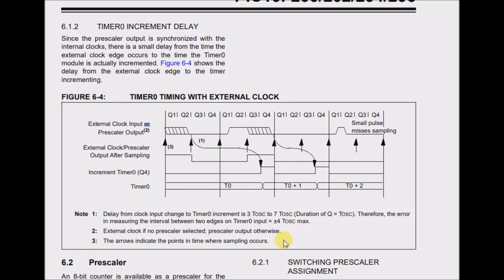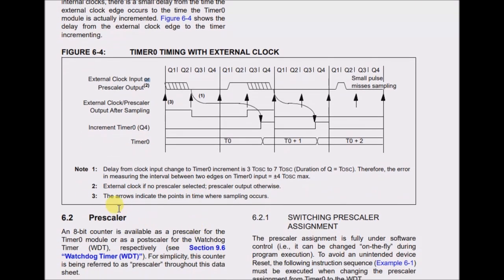Therefore, the error in measuring the interval between 2 edges on Timer0 input equals plus or minus 4 TOSC max. External clock if no prescaler selected, prescaler output otherwise. The arrows indicate the points in time where sampling occurs. I guess between Q4 and Q1, and between Q2 and Q3.